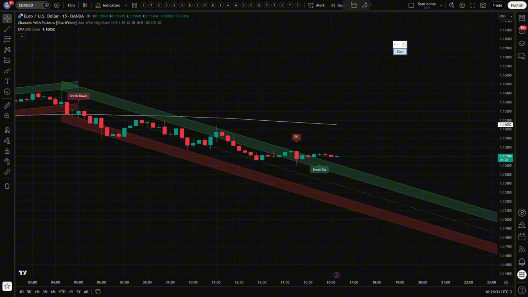Although it is an interesting indicator, it really shouldn't be used by itself. You should also utilize support and resistance as well as other indicators for confluence.